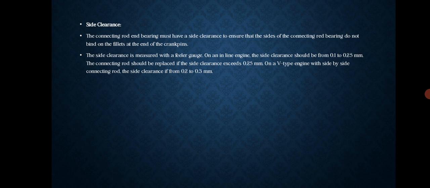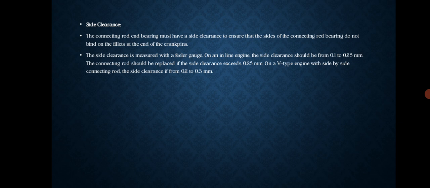Side clearance. The connecting rod end bearing must have a side clearance to ensure that the sides of the connecting rod bearing do not bind on the fillet at the end of the crank pin. The side clearance is measured with a feeler gauge.